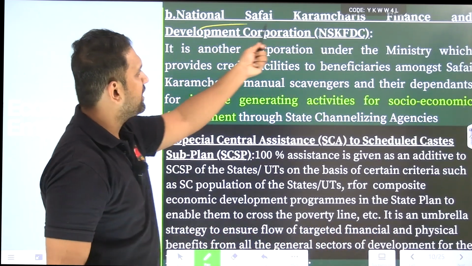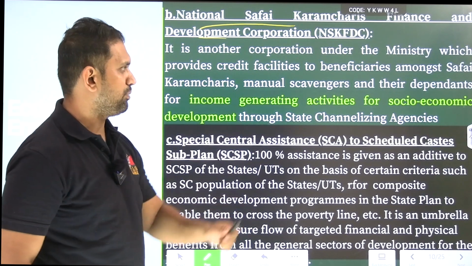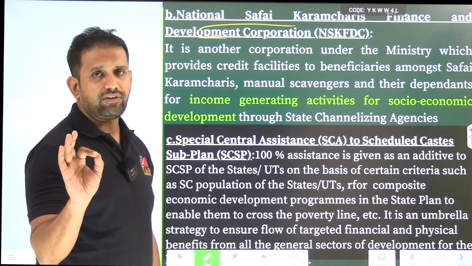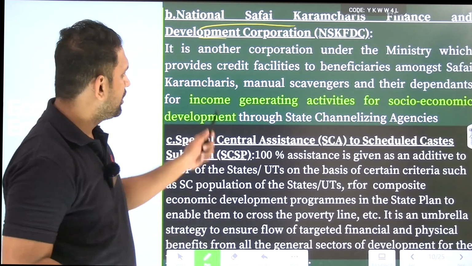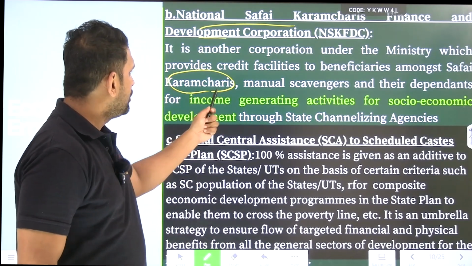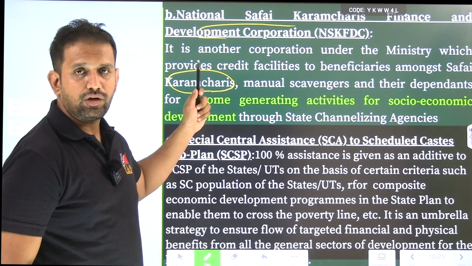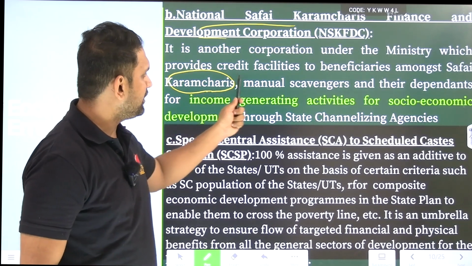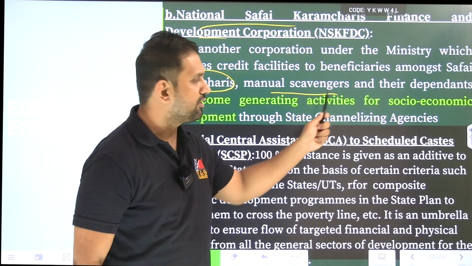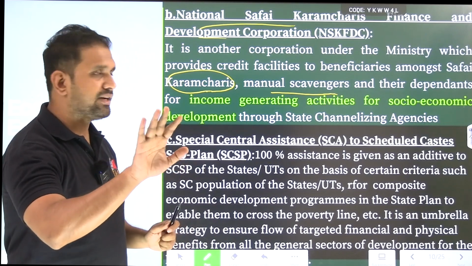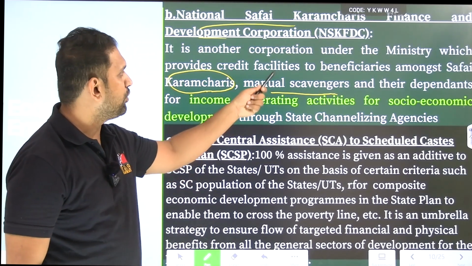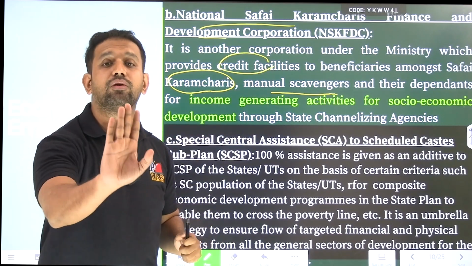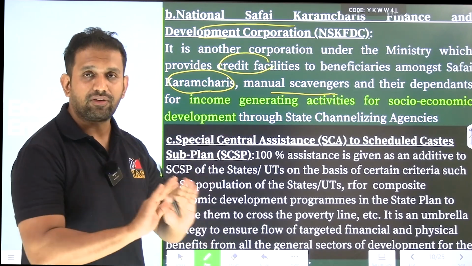The National Safai Karmachari Finance Development Corporation is there. Safai Karmacharis are nothing but rag pickers, those who pick litter from the road. This corporation will work for Safai Karmacharis, manual scavengers and their dependents like wife and children. Under this corporation they will also give credit facilities, nothing but loan facilities, to the Safai Karmacharis.